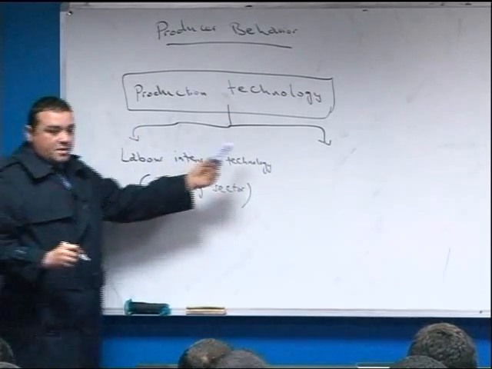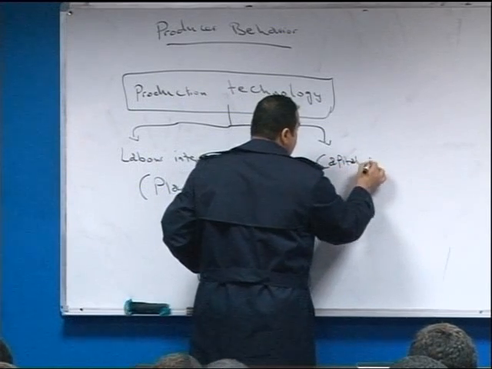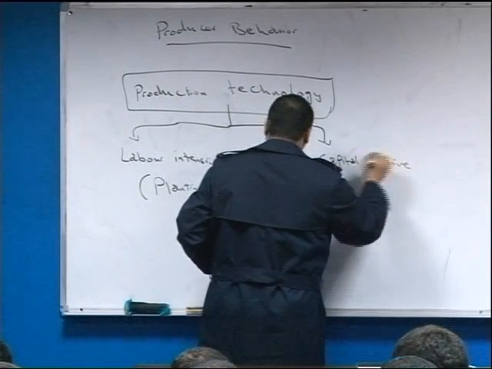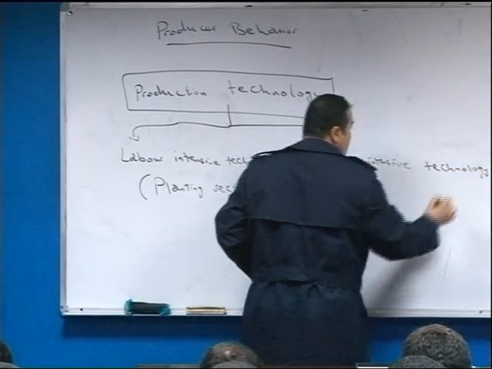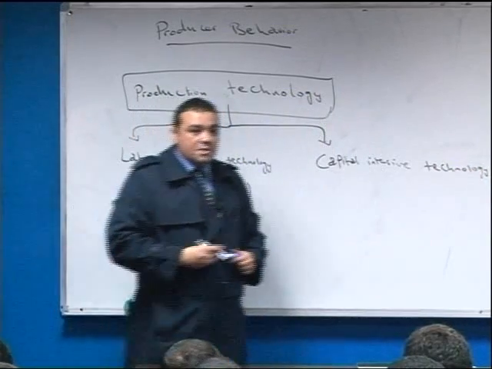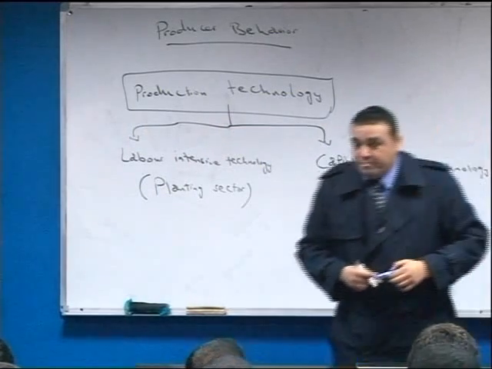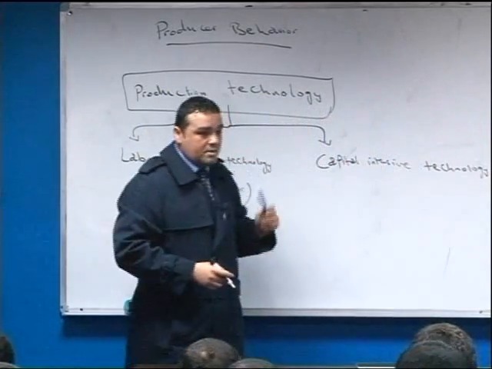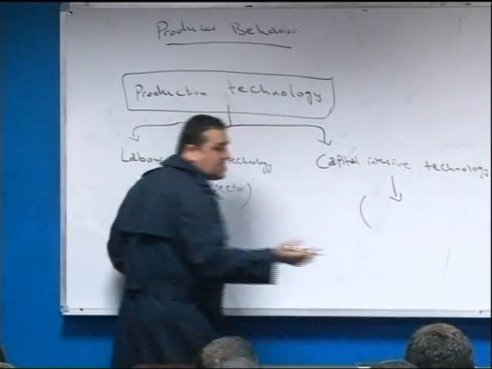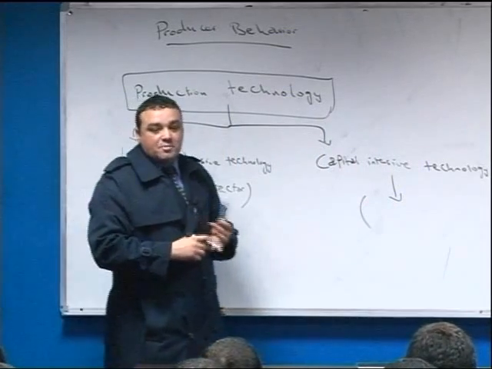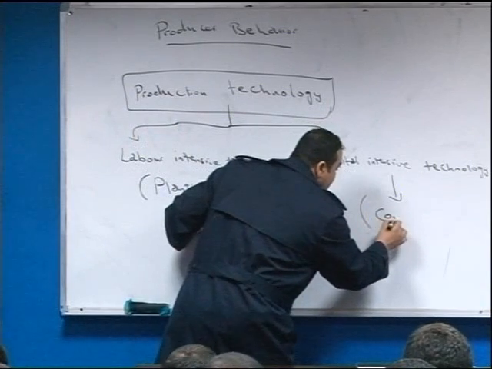We have another term which is the capital intensive technology. In this case, the industries rely on capital heavily instead of human labor. So, like high technology, like producing mobiles, computers, and electronics, like the computer industries.